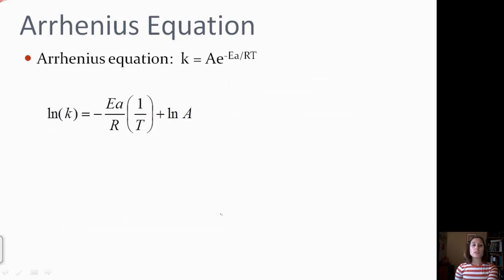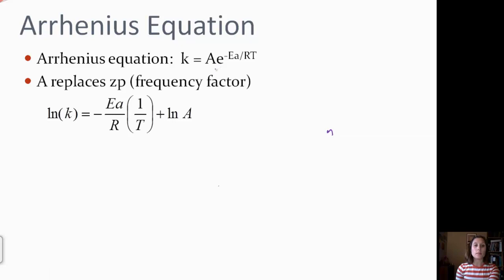Okay, well, we can rearrange this into what's called the Arrhenius equation. And so we have the rate constant is equal to A times e to the negative E_A over RT. This A value is replacing the Z times P, which we're calling the frequency factor. We can also rearrange this equation by taking the natural log. And if we do this, we get an equation that follows the format y equals mx plus b. So natural log of k is our y. Negative E_A over R is our m. 1 over T is our x. And natural log of A is b.